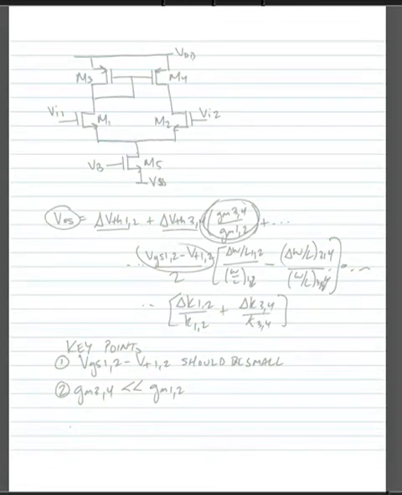So the next logical step when we're looking at offset voltage might be to look at what happens when we have an active load, such as a current mirror load on a source-coupled pair. So let's look at our traditional source-coupled pair.